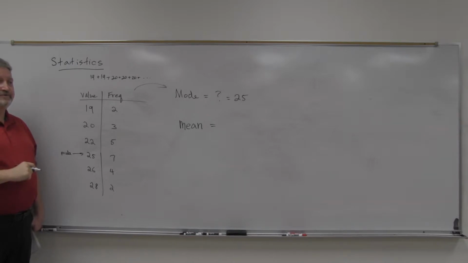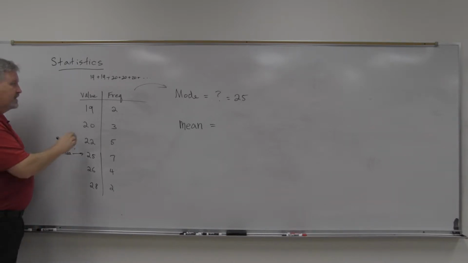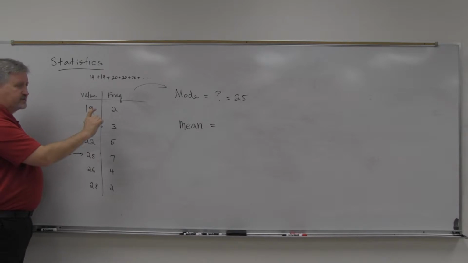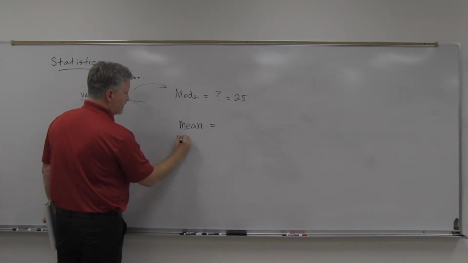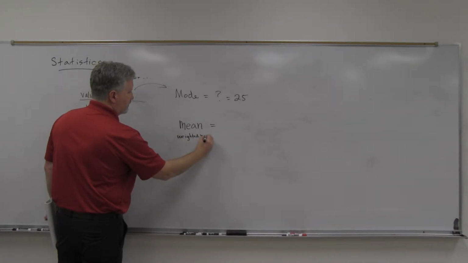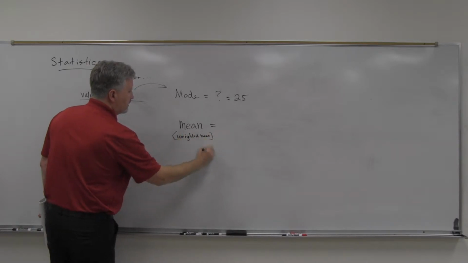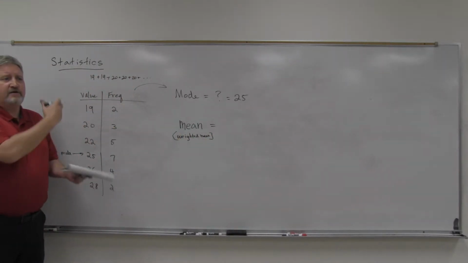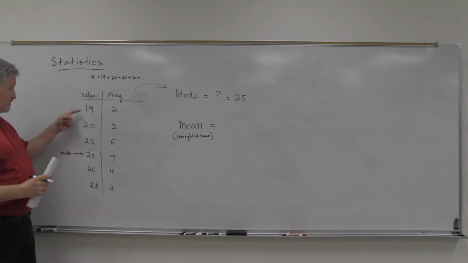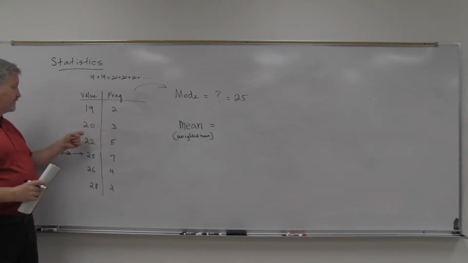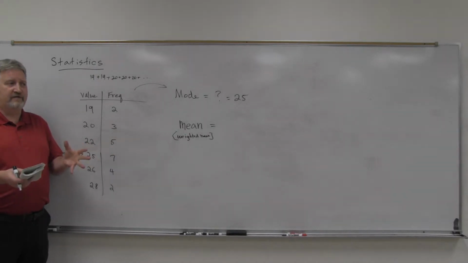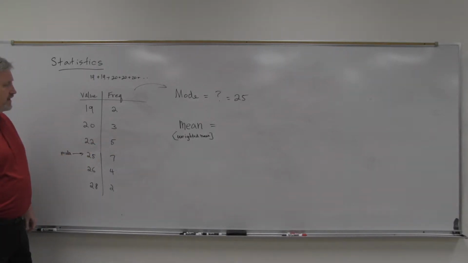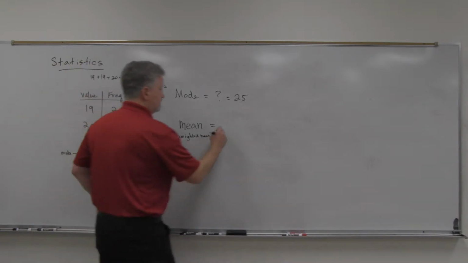But let's try a little easier way here. When you've got a frequency distribution, the mean can also be referred to as a weighted mean, because the values have different weights. Like 19 has a weight of 2, if you will, 20 has a weight of 3, 22 has a weight of 5. They're weighted differently, the values are, so that's why it's referred to that. But here's how we can calculate this.